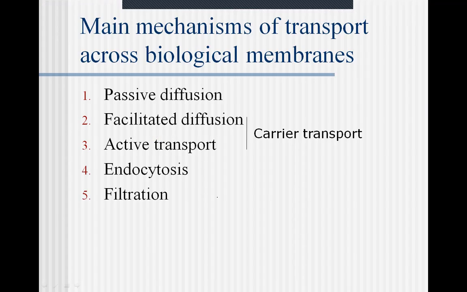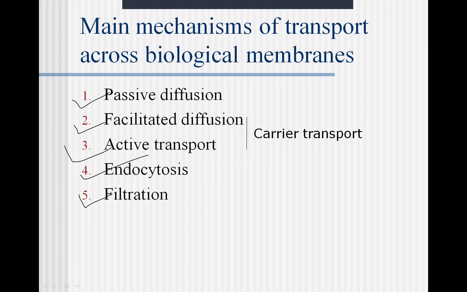Now, this is one of the major barriers that tend to hamper or favor drug absorption or drug movement. And first we need to discuss the main mechanisms of transport across the biological membrane. So this could be passive diffusion, facilitated diffusion, active transport, endocytosis, and filtration.